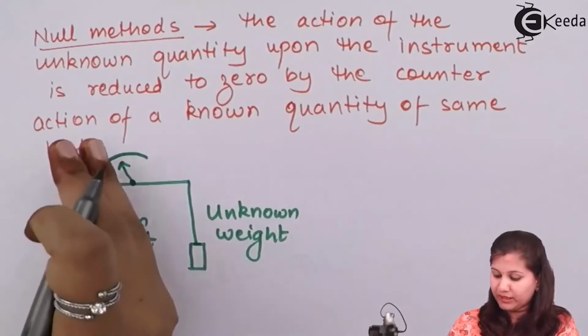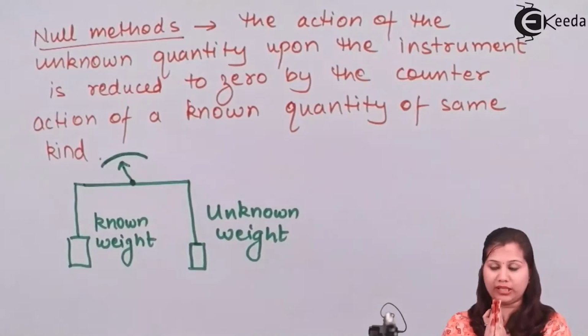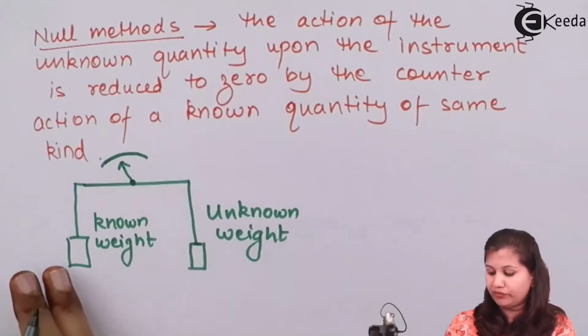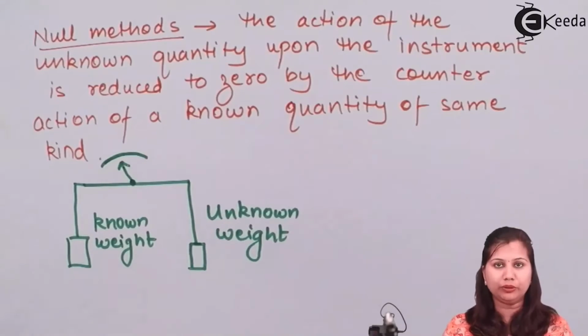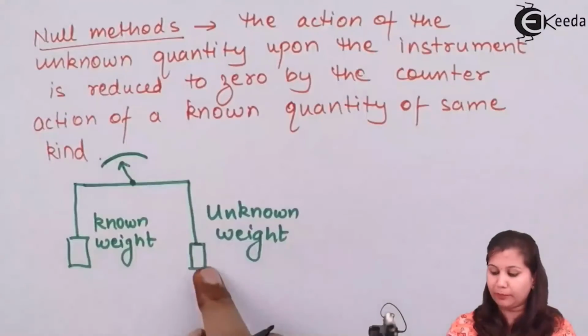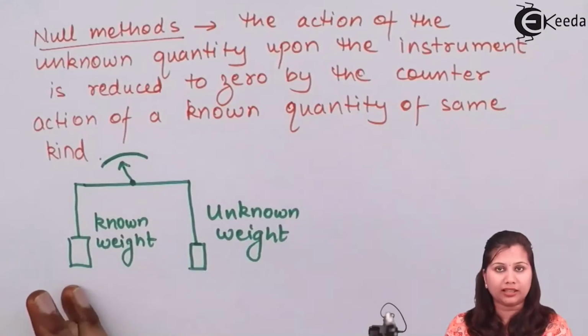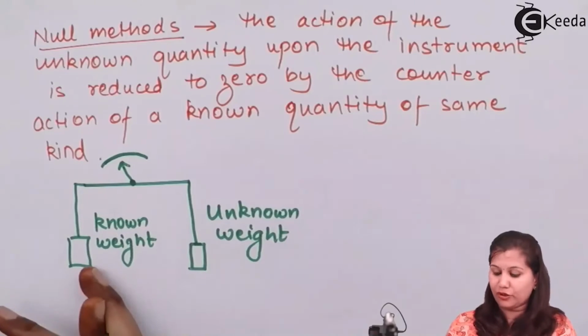Okay, so when this pointer will be on a straight line, that means the known weight and the unknown weight are equal to each other. So here the action of the unknown quantity upon the instrument is reduced due to the counteraction of another known quantity which is of the same kind.